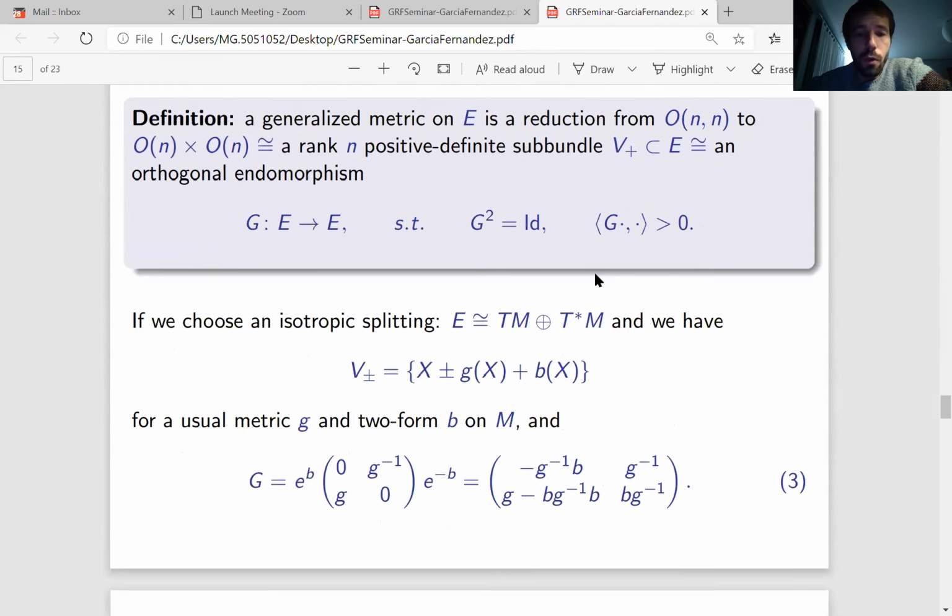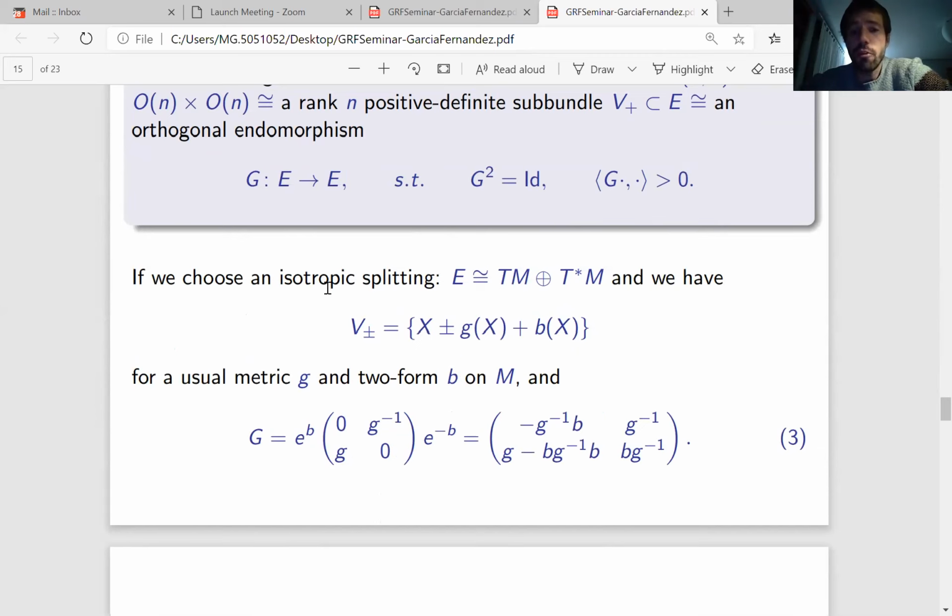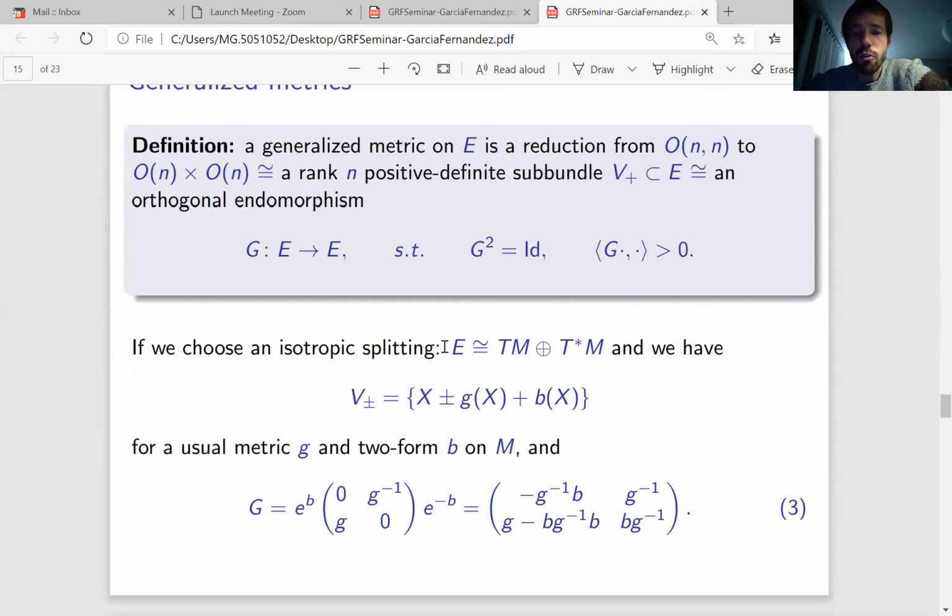A couple of things that I was also mentioning the other day: this is the abstract definition, but if we choose an isotropic splitting, so we see E as tangent plus cotangent explicitly, then we have the following form for generalized metrics. These are given by the following subbundles, X plus or minus G X plus B X, where G is a usual Riemannian metric on the manifold, and B is a two-form. This is the way you describe the B plus bundle and the B minus bundle inside E. It is an easy exercise to check that restricted to B plus, the metric that you find is precisely the Riemannian metric G, and restricted to B minus it is minus the Riemannian metric. And if you want to see explicitly what this endomorphism is, you can look up this explicit form for it.